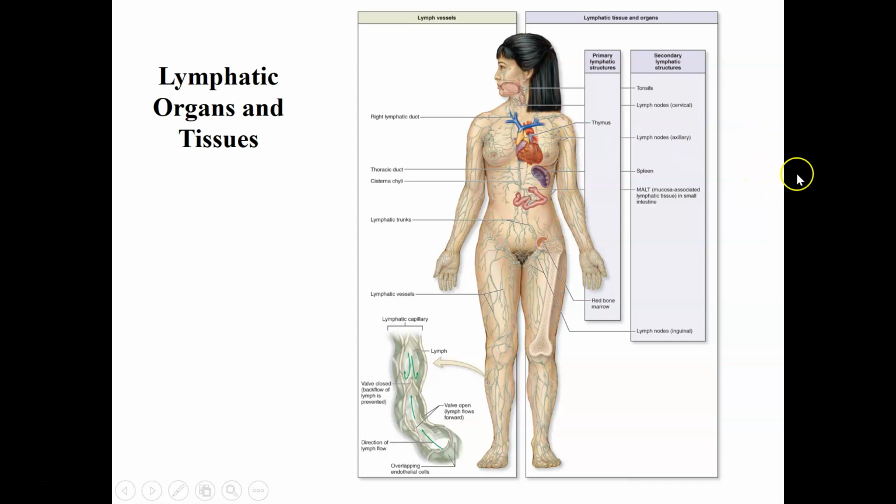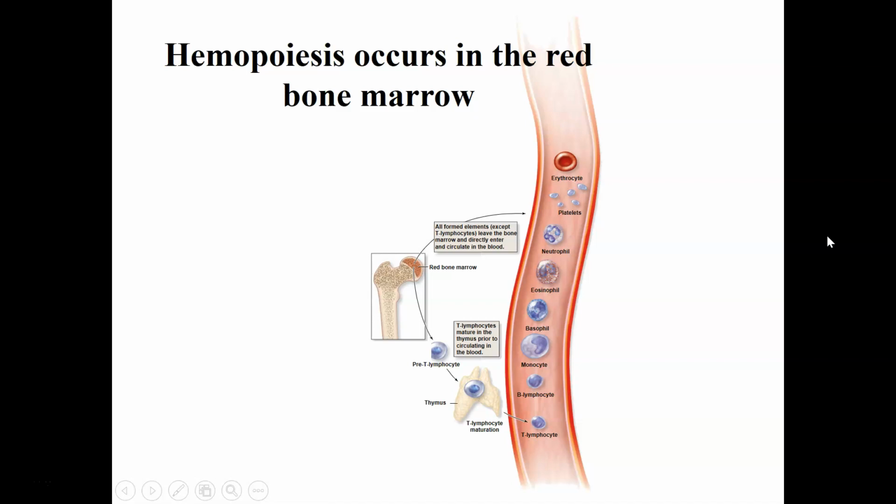So those are secondary structures. Also the spleen, upper left abdominal quadrant, and the MALT. So this could be any mucosal membrane, but a good example of that is in the wall of the small intestine, the Peyer's patches. Okay. All right, so for the rest of this video, just a little bit of information about the primary lymphatic organs, bone marrow, and the thymus.